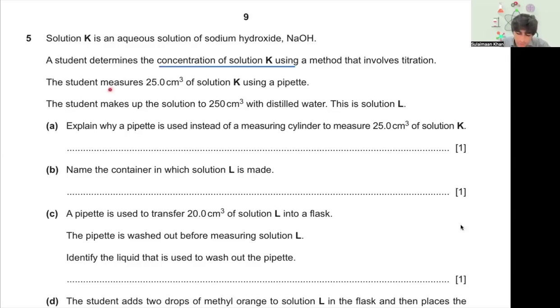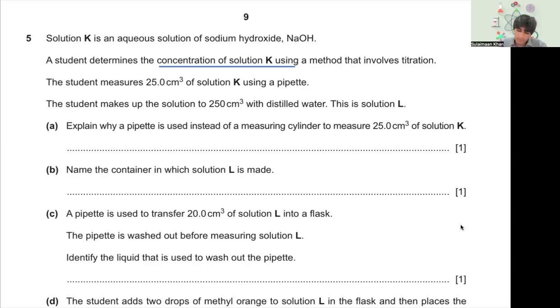Now he says the student measures 25 cm cube of solution K using a pipette. The student makes up the solution to 250 cm cube with distilled water, right? So he's poured distilled water in it. Redox titration is not normally tested. If it is tested, he will give you all the information, but it's not in the course. Khair, सुनिएगा, this is a very crucial point that you need to look at.